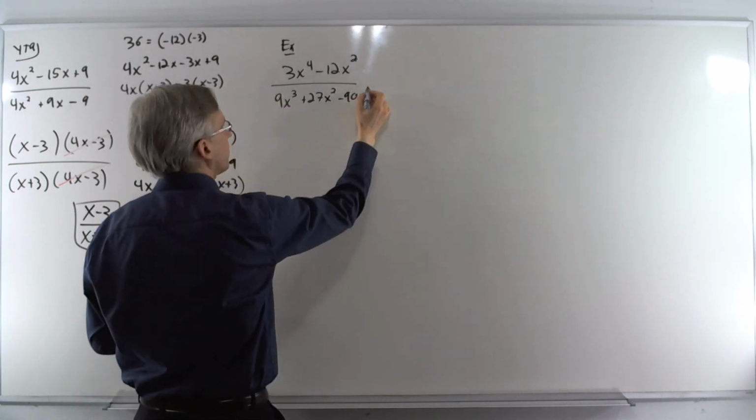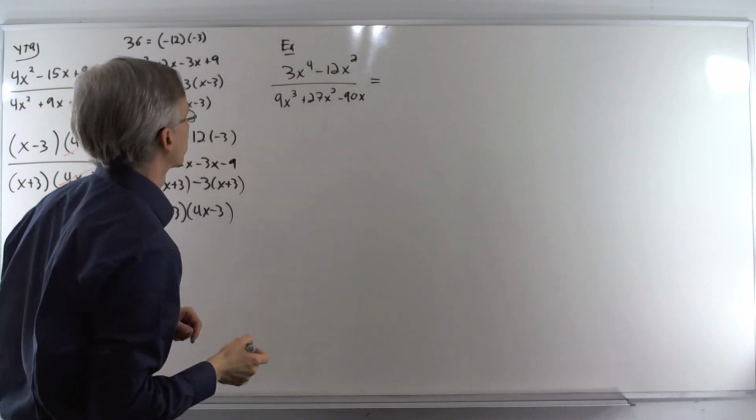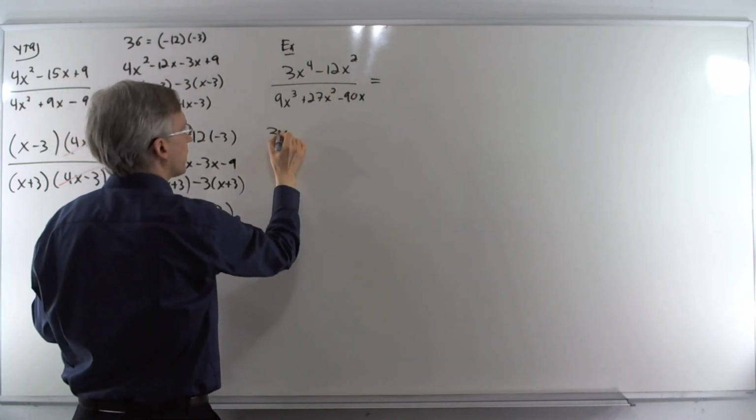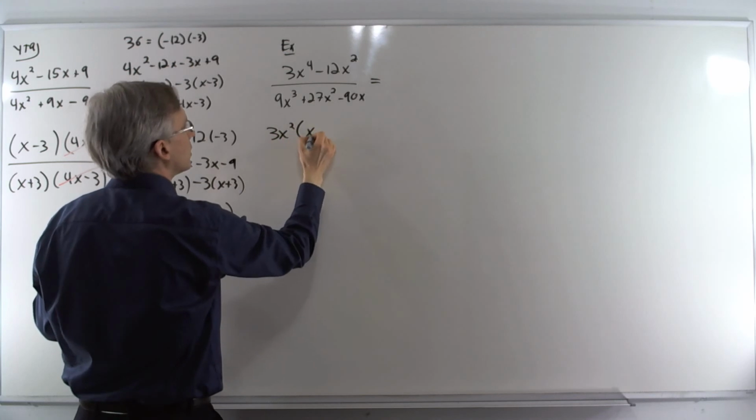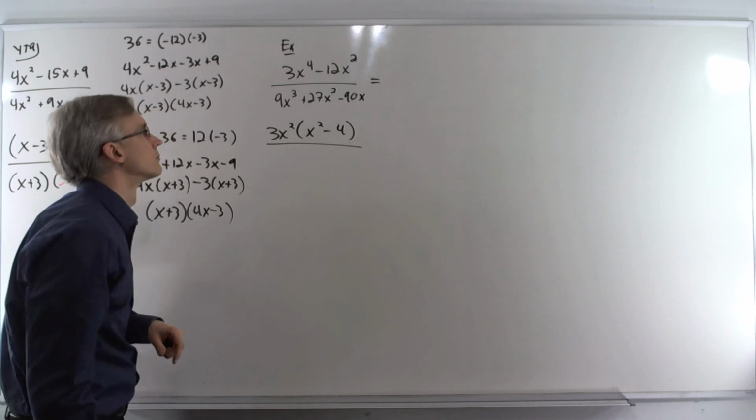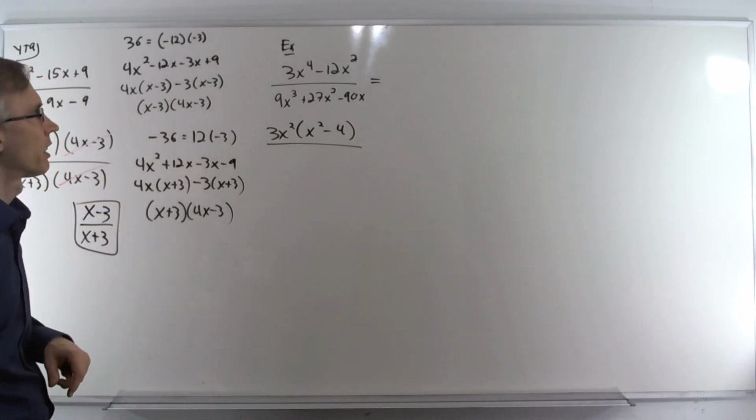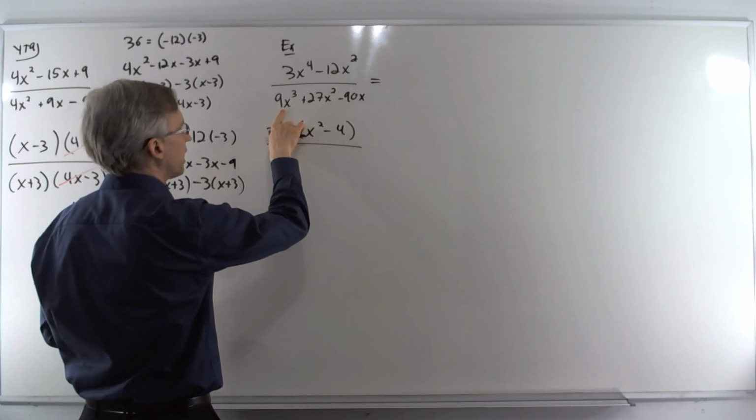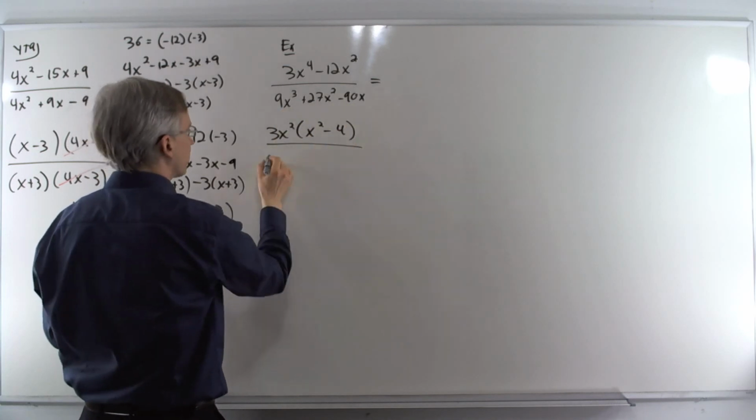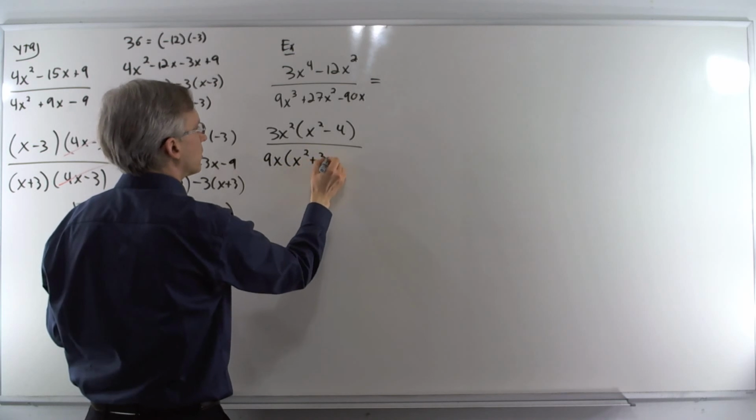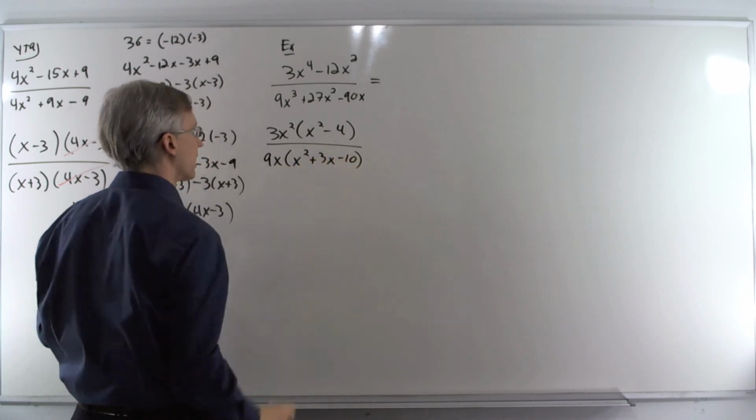So out of the top, let's see what we can factor out here. We've got 2 x's in each of these and a 3, so we'll factor out 3x squared and get x squared minus 4. And on the bottom, looks like all the numbers have a greatest common factor of 9, and we have an x in each term, so we'll factor out 9x and get x squared plus 3x minus 10.